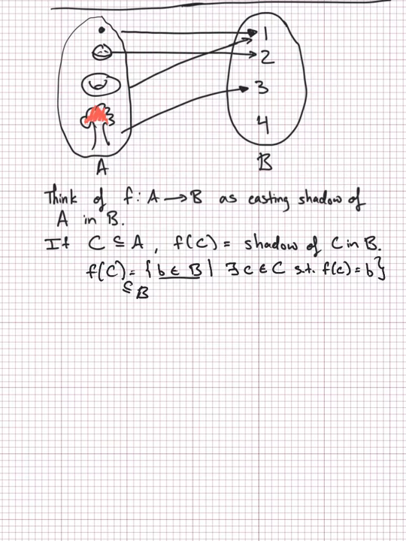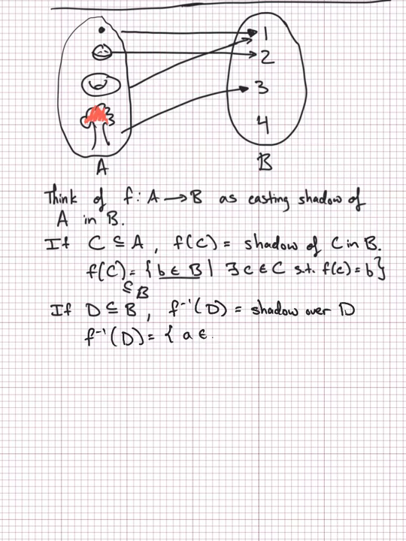Similarly, if D is contained in B, then I can look at the things above D. So this is the shadow over D. In other words, f inverse of D is the a in A so that f of a is in D. This is now a subset of A.